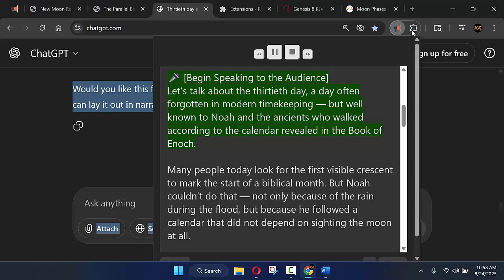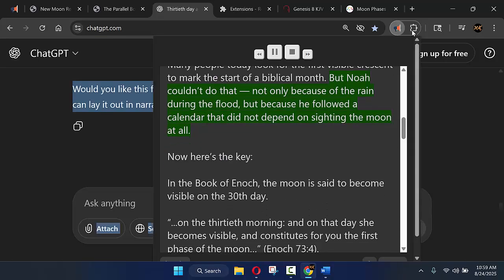Let's talk about the 30th day, a day often forgotten in modern timekeeping, but well known to Noah and the ancients who walked according to the calendar revealed in the book of Enoch. Many people today look for the first visible crescent to mark the start of a biblical month. But Noah couldn't do that, not only because of the rain during the flood, but because he followed a calendar that did not depend on sighting the moon at all.